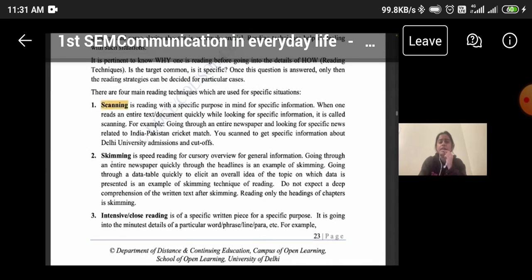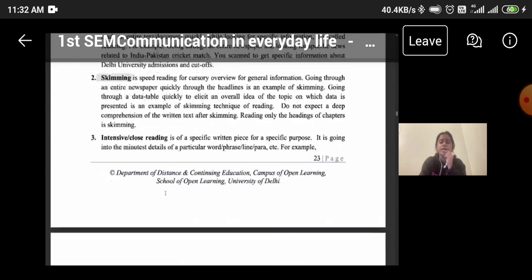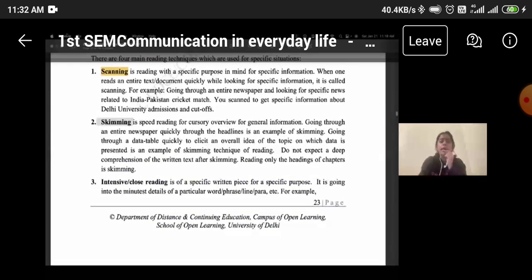The second technique of reading that we have is skimming. The third technique of reading that we have is intensive reading. And the fourth technique of reading that we have is extensive reading.